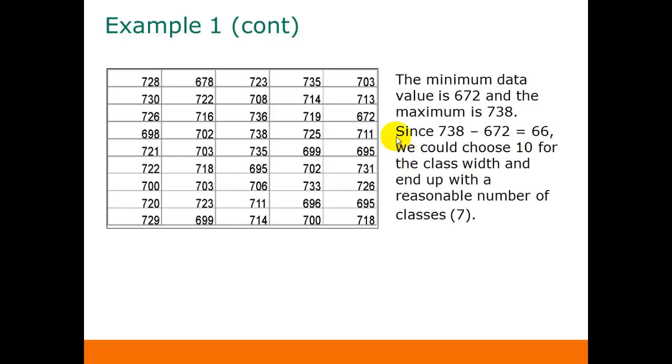Because it's 66, we could go ahead and choose 10 for the class width. That would be an easy one to deal with, and that would give us a reasonable number of classes because it would give us 7 classes. And again, because our data range is 66, if we divided that by 10, we'd get 6.6, and if we round up, that would give us 7 classes.